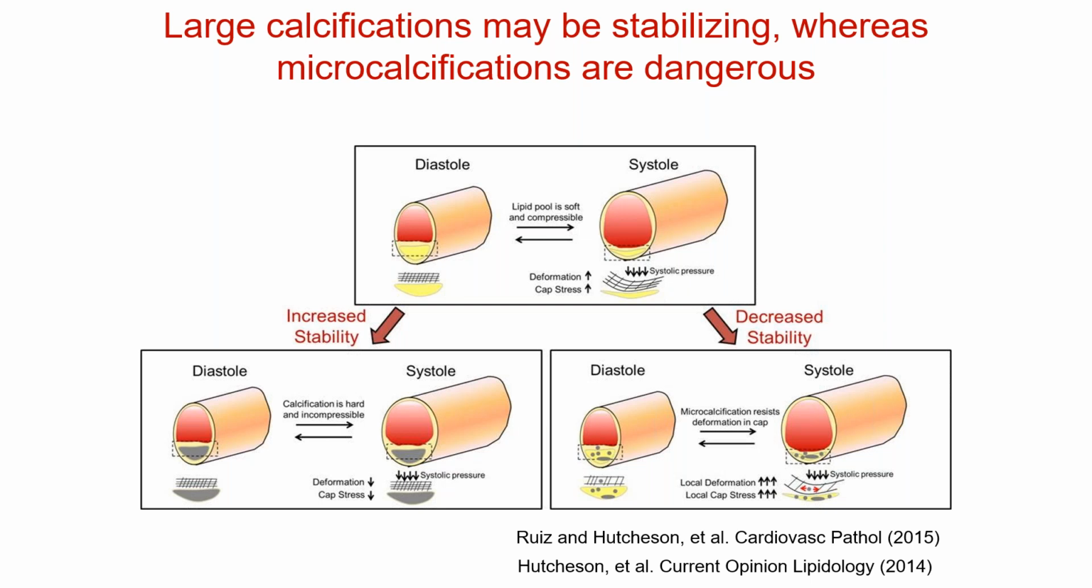If you have an atherosclerotic plaque that's formed and you have a lipid pool in your plaque, during systole, the fibrous cap that covers that lipid pool experiences a lot of deformation.